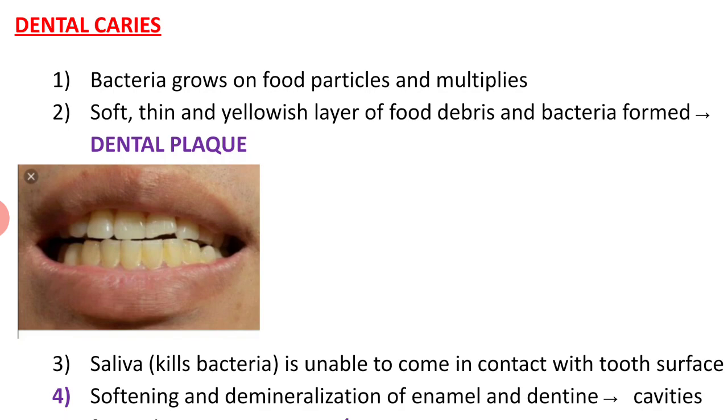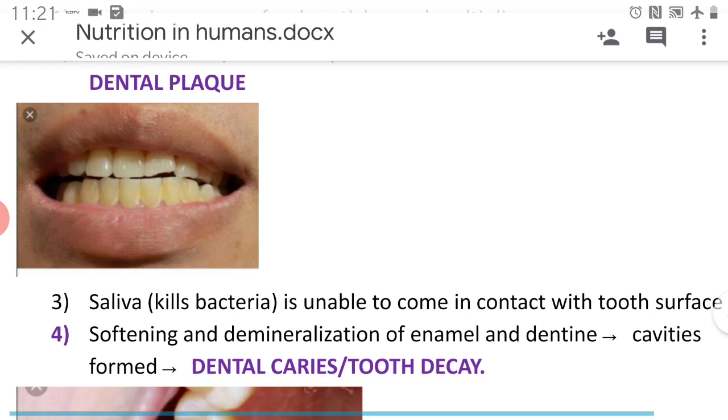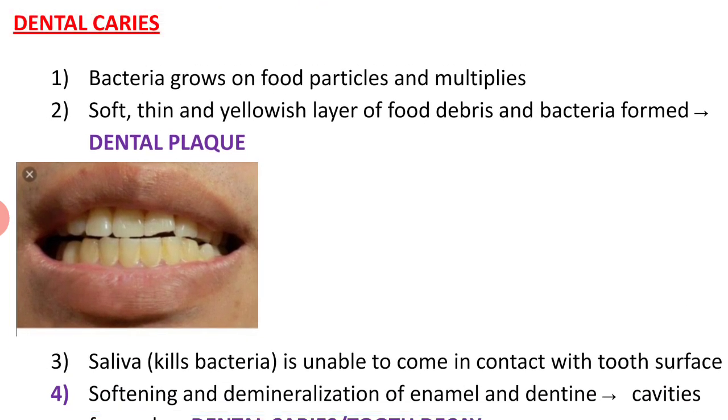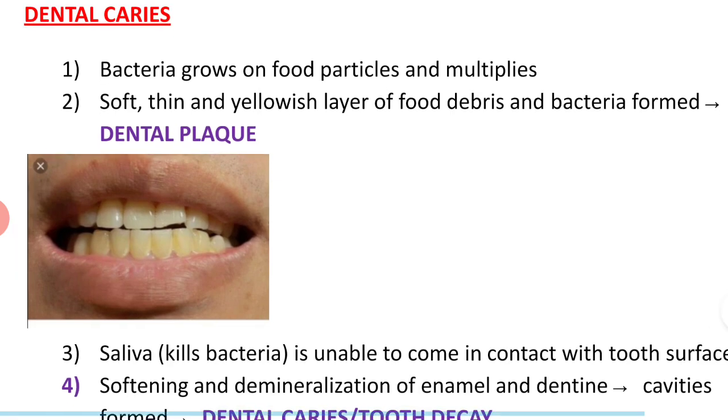Sometimes when we are not brushing our teeth and the food remains stuck in the cusps of the teeth, then the saliva is not able to come directly in contact with the tooth surface. In that condition, the bacteria present in the food is going to soften and demineralize the enamel and dentine in the teeth. That leads to formation of cavities which are known as dental caries or tooth decay. Bacteria grows on food particles and multiplies there, and then a soft, thin and yellowish layer of food debris and bacteria is formed on the teeth. That is known as dental plaque.